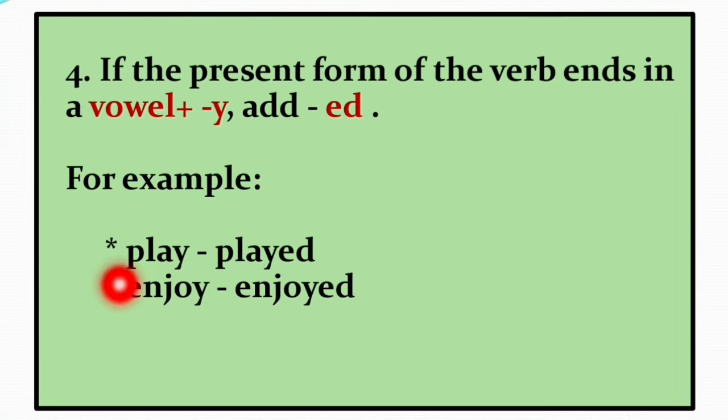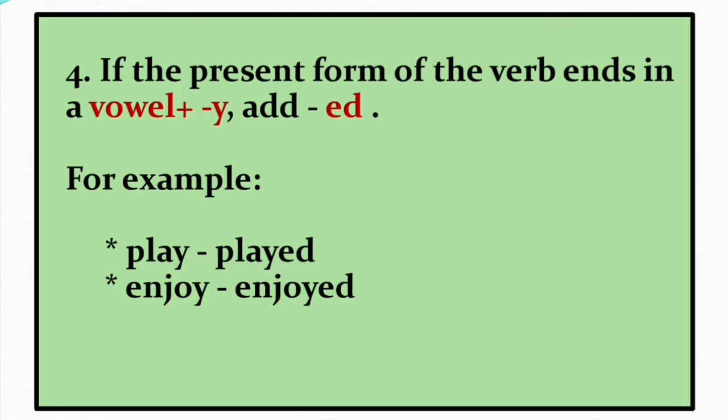So what will be? Play. Here you can see Y at the end, but before Y there is no consonant letter, there is a vowel A. So play, we are not removing Y now. Play becomes played by adding only ed to it. Okay. Enjoy. Enjoy, again we have Y at the end and before Y we have vowel letter O. So enjoy becomes enjoyed. Okay.